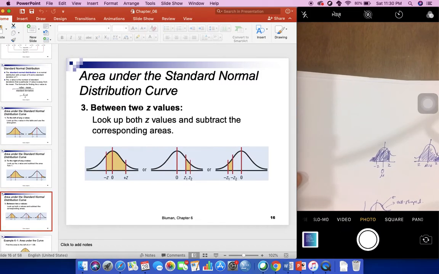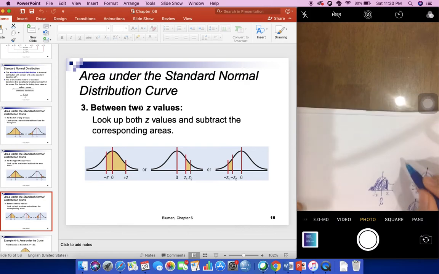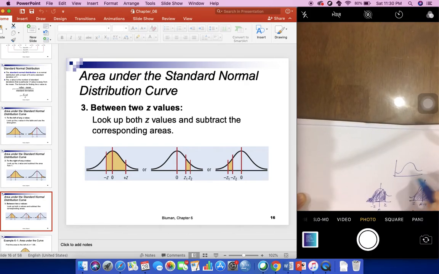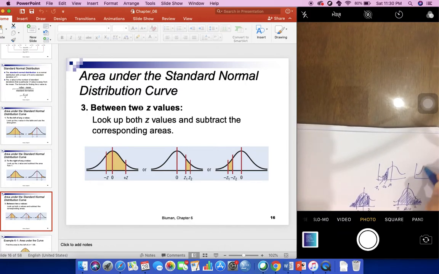And then in the middle, between two z values. Between the two z values, it can be around the mean. Let's say this is the mean, and this one is negative z1 and negative z2, and this one positive z2 and positive z1.